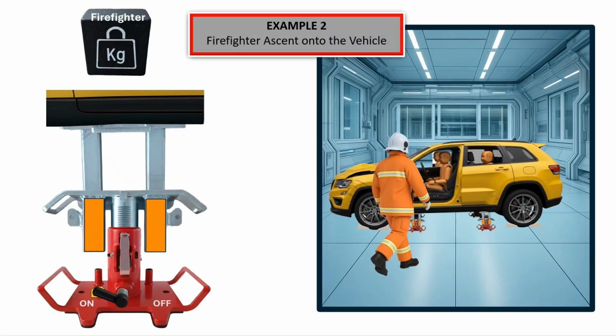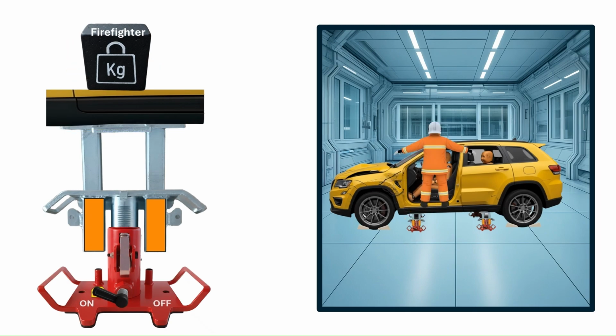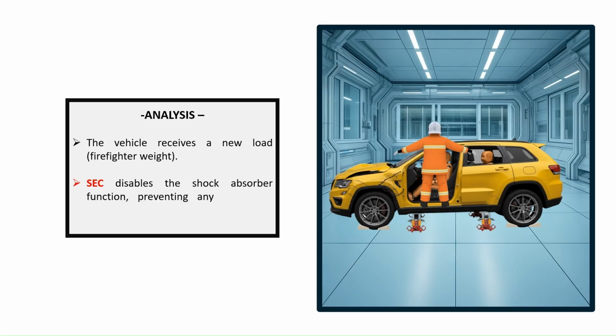Example 2. A firefighter climbs onto the vehicle. An increase in load is detected. Actually, the firefighter's weight. SEC overrides the shock absorber, preventing compression and any downward displacement.